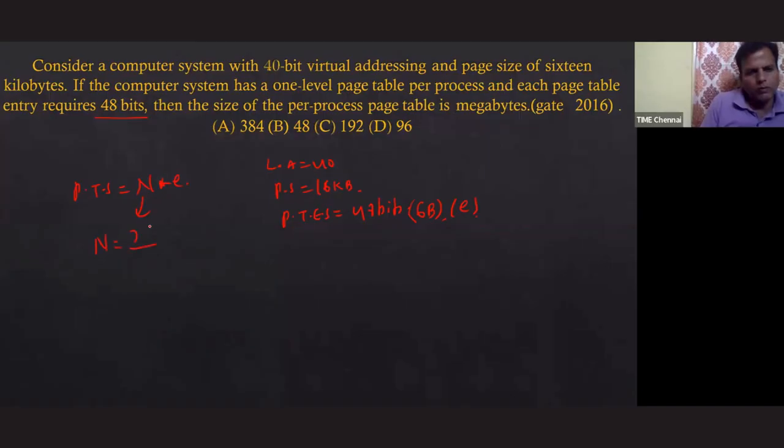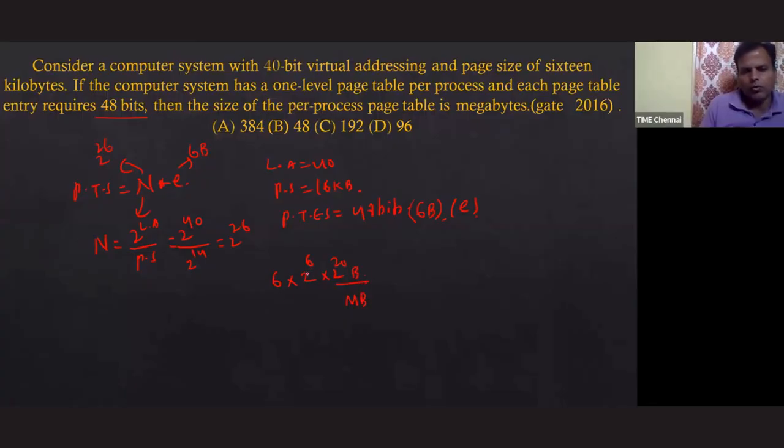N equals 2 power logical address by page size, which is 2 power 40 and page size 2 power 14, which equals 2 power 26. So 2 power 26 pages are there and page table entry size is 6 byte. So I am writing 6 and 2 power 26 as 2 power 6 into 2 power 20 byte. So this is 2 power 20 as megabyte.